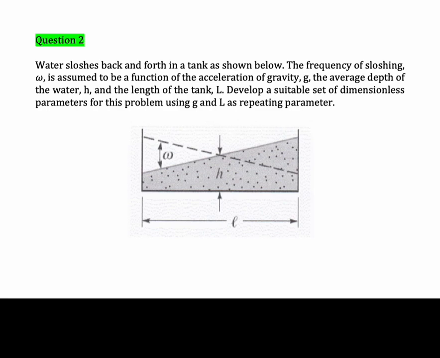Tutorial number 2. Water sloshes back and forth in a tank as shown below. The frequency of sloshing, omega, is assumed to be a function of the acceleration of gravity g, the average depth of the water h, and the length of the tank L. Develop a suitable set of dimensionless parameters for this problem using g and L as repeating parameters.